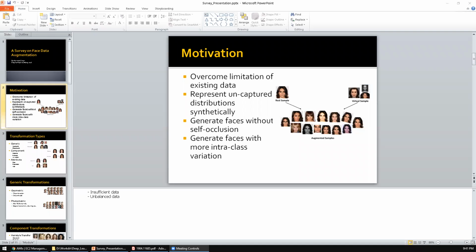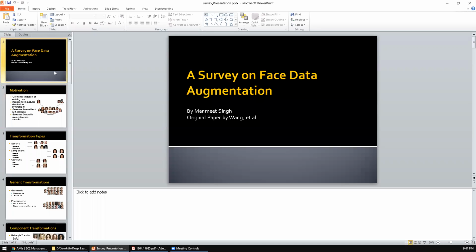Hi, my name is Manmeet, and I'll be going over the survey on face data augmentation. The original paper is written by Wang et al., and it came out in April of 2019.